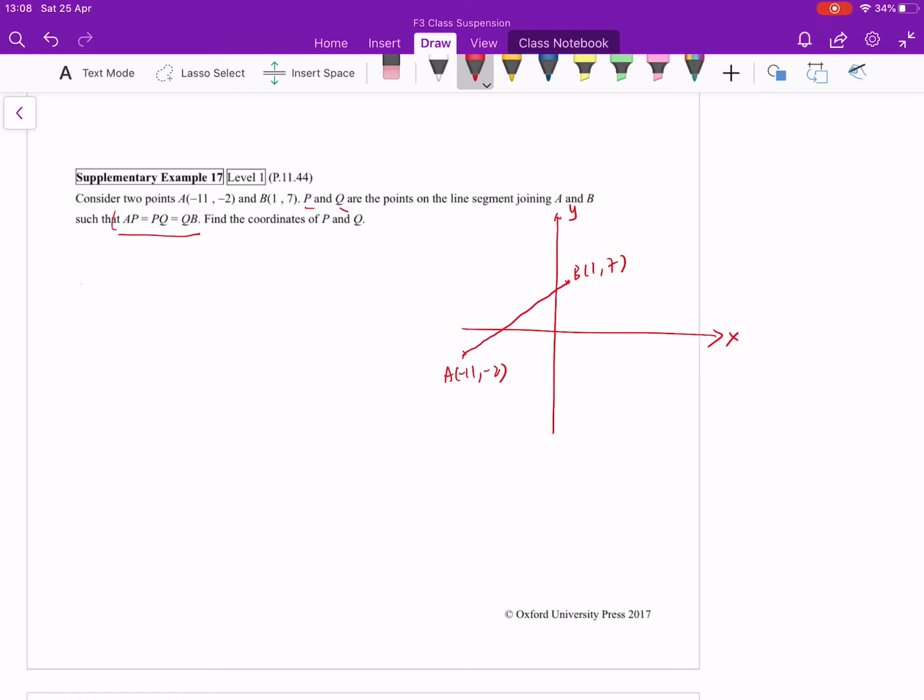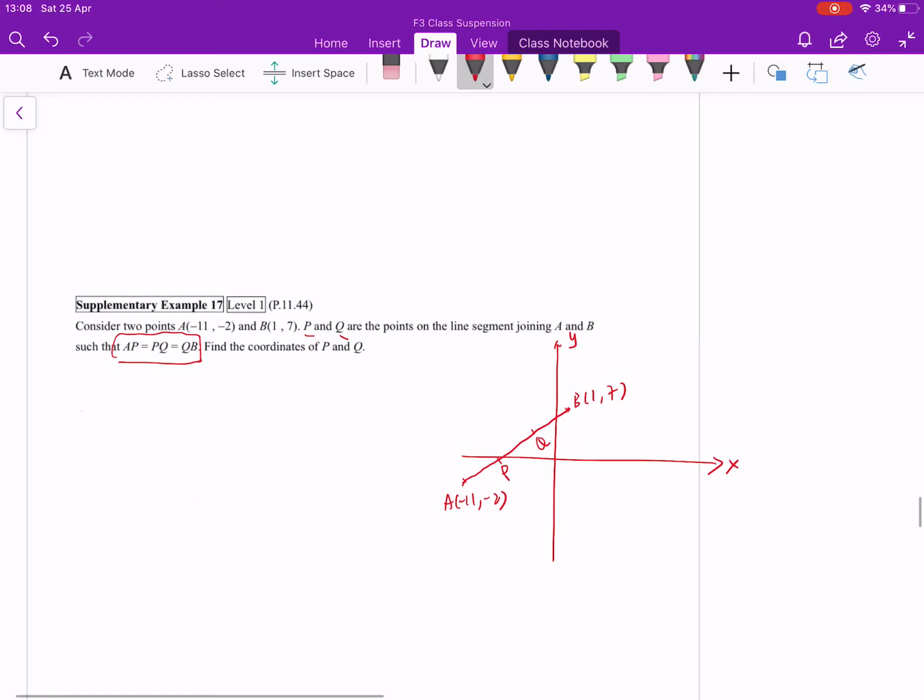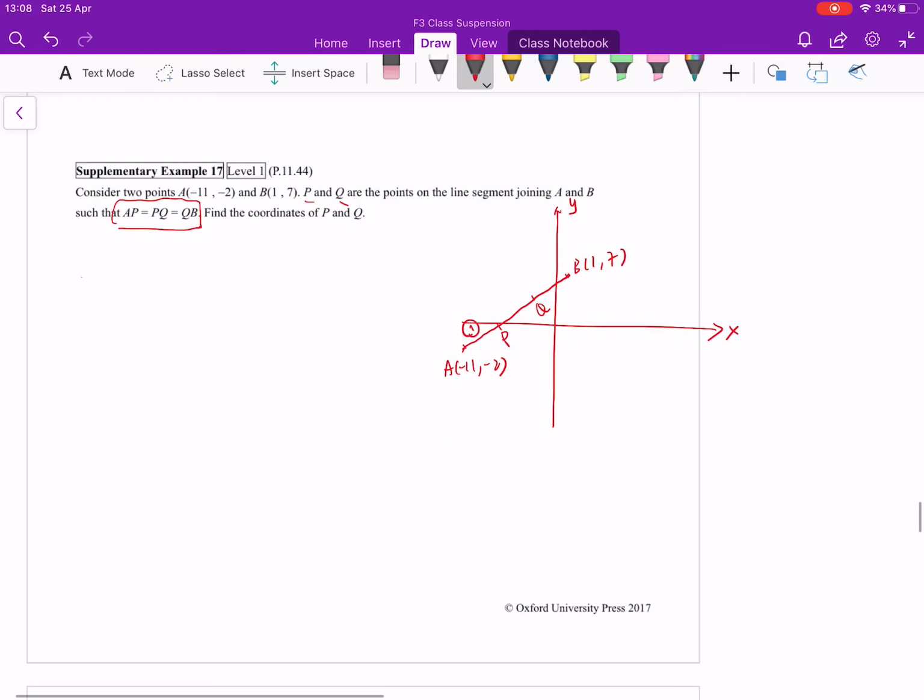And then you have to satisfy this one. AP equals to PQ equals to QB means actually P and Q divide A and B into 3 equal parts. So maybe try to divide it. This is P, this is Q. Okay, and the ratio should be 1 to 1 to 1, 3 equal parts. So to find out the coordinates of P, as this time we are directly asking for the coordinates of the point of division, so instead of solving an equation, I suggest you may do a direct calculation like this.